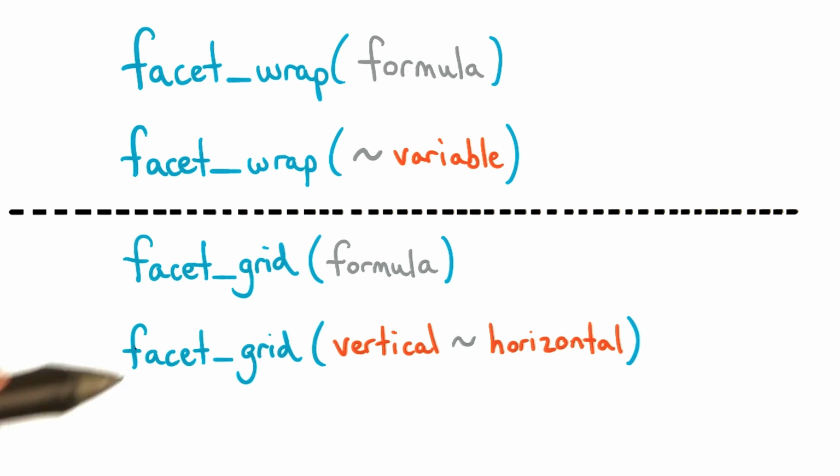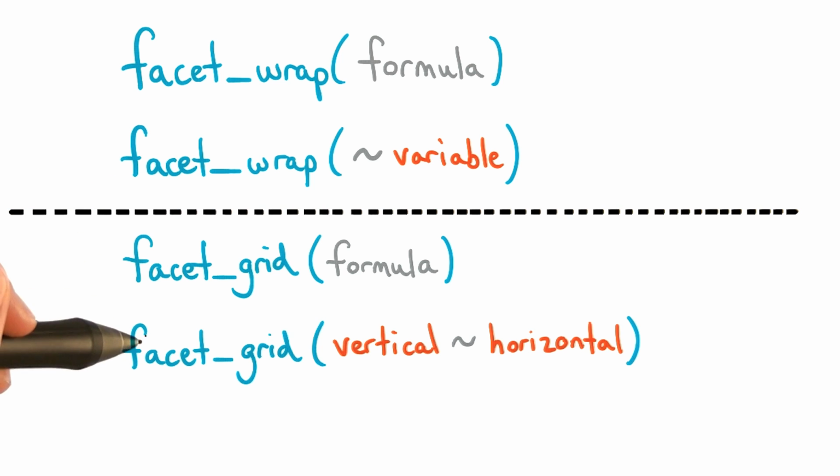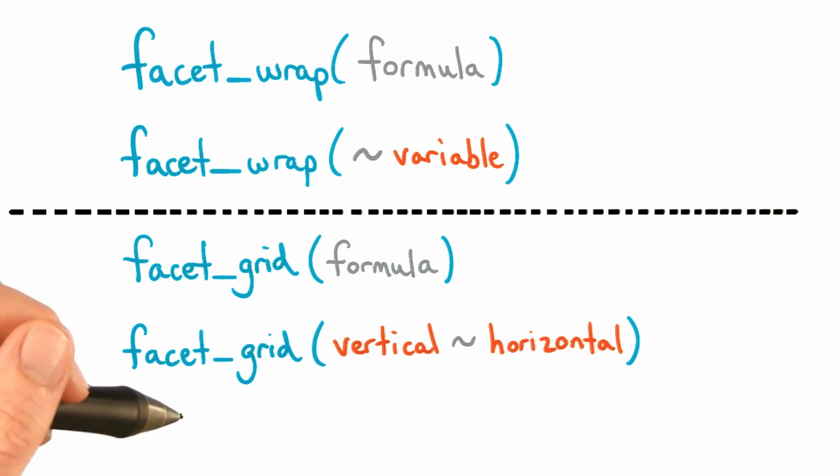Now, facet grid is generally more useful to use when you're faceting over 2 or more variables. If it's just one, I would use facet wrap. You can learn more about facet wrap, facet grid, and how to format plots by following the link in the instructor notes.